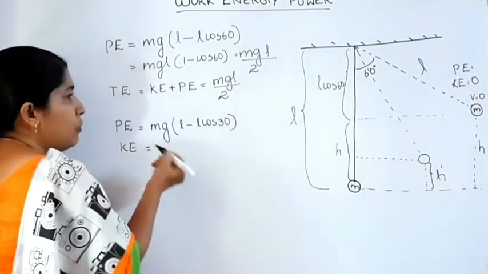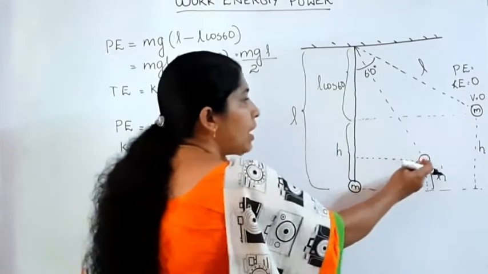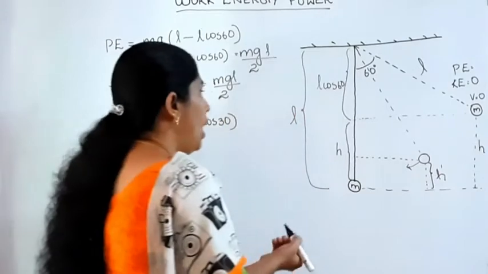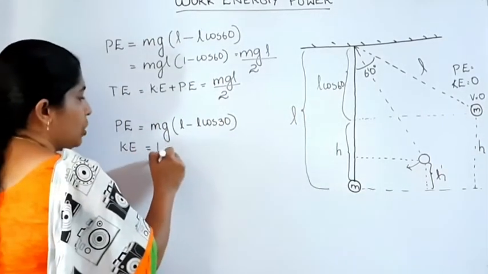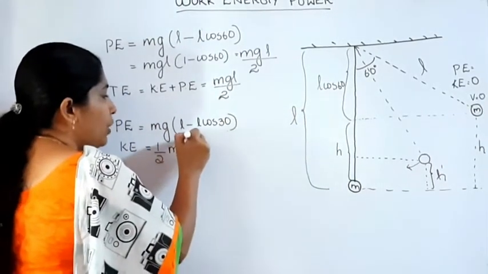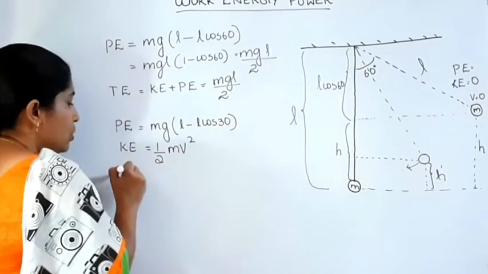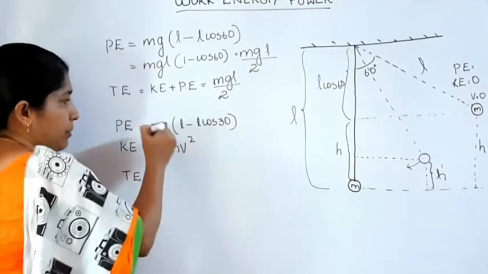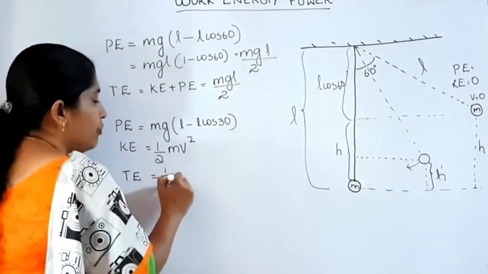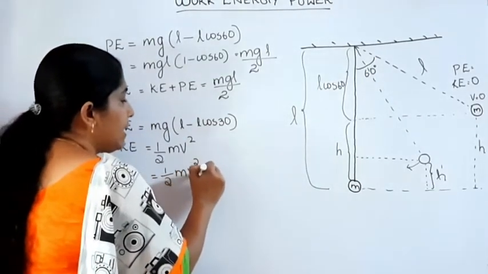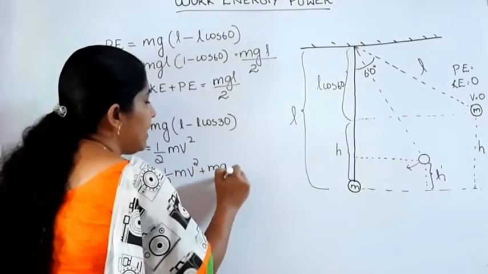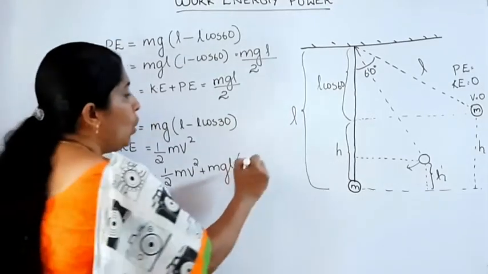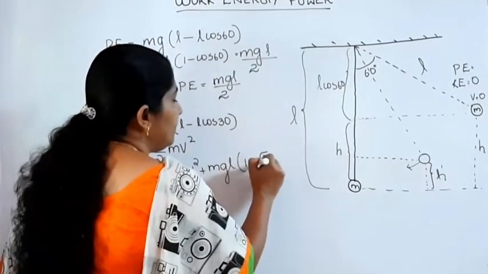What about the kinetic energy? When it reaches here, it will possess a particular velocity. So, kinetic energy is equal to half mv square. We want to find out that kinetic energy. So, what about the total energy? From here we can write half mv square plus mgL, with L taken outside, into 1 minus cos 30. Cos 30 is equal to root 3 divided by 2.